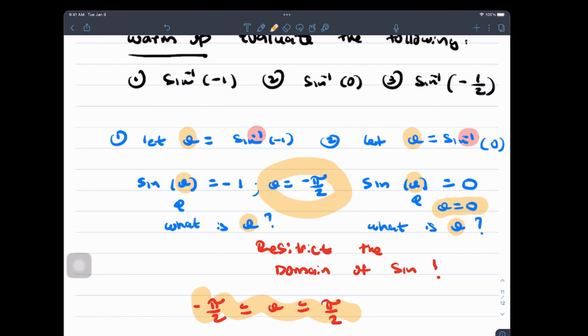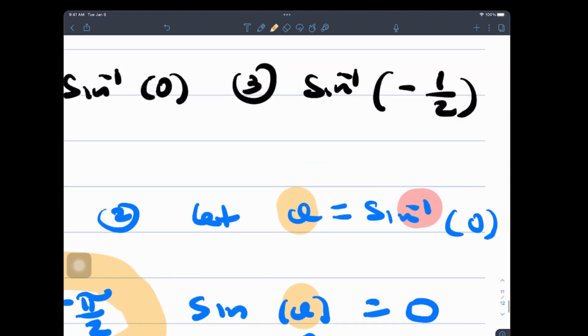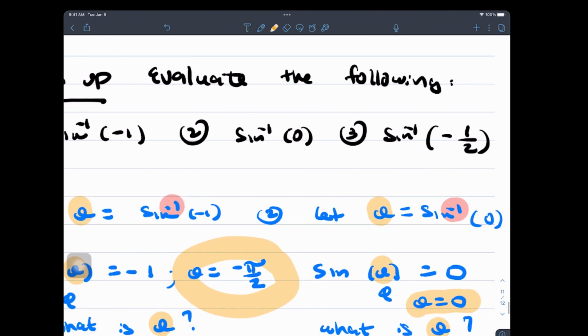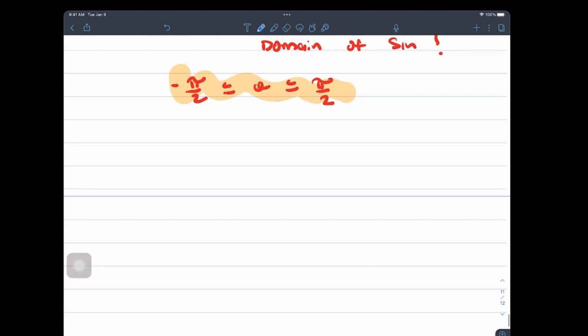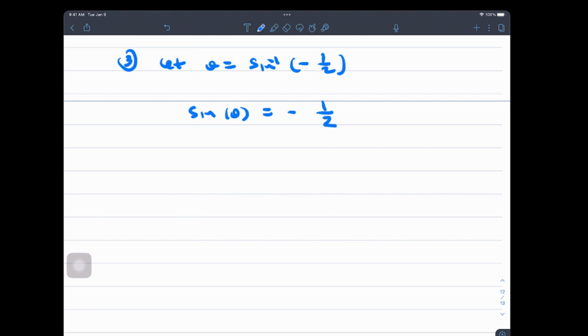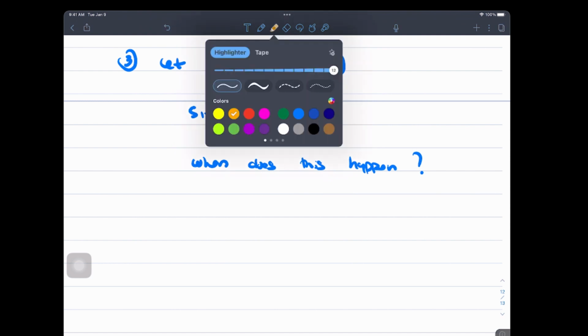Now, what about 3? You say, okay, what about this number 3 now? Well, number 3, ladies and gentlemen, to answer those kind of questions, you do the same process, right? You're going to say, let theta be what? Inverse sine negative 1/2. What does that mean? That sine theta is negative 1/2. So we're going to try to answer the same question. When does this happen? We don't know the angle. We're trying to find that angle here, right? We're trying to find the angle theta.